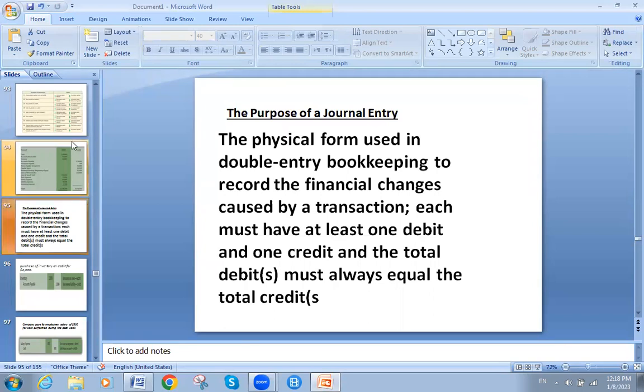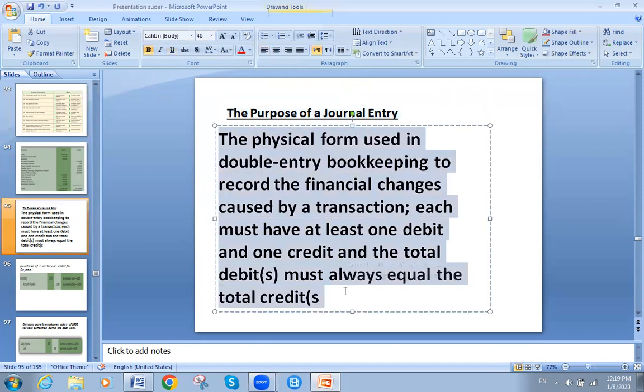Now I will go further with some examples about journal entries. We'll go for the first one like here, but first I will cover a theoretical part. This is a theoretical part, we just adjust it.